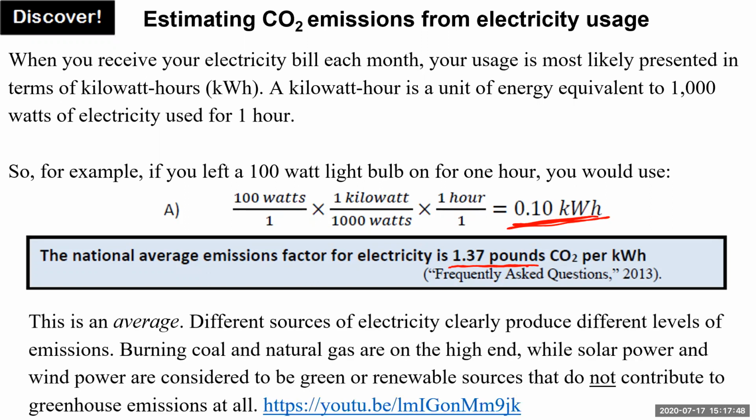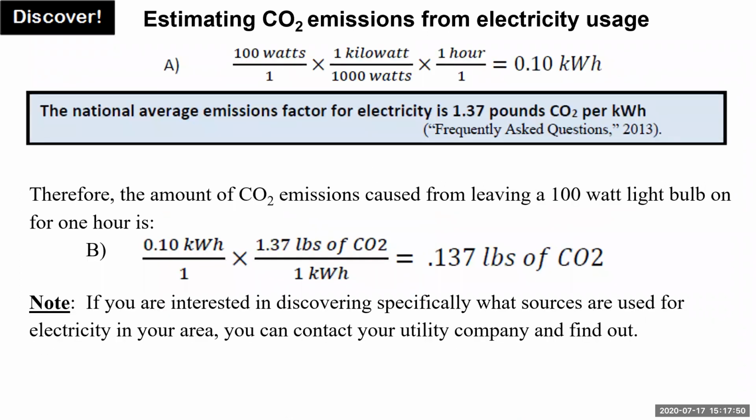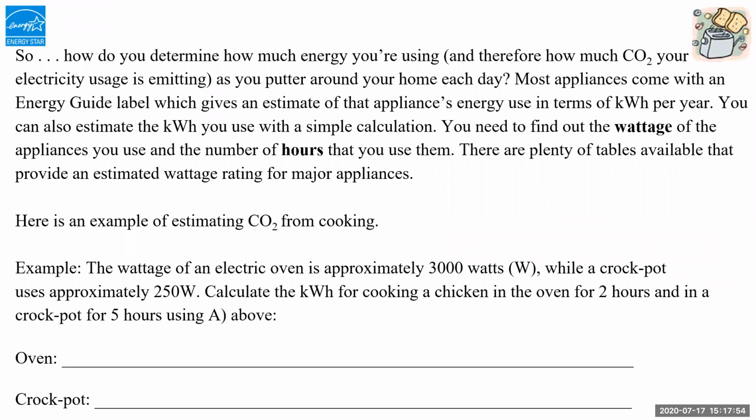Kilowatt hour. Okay, nice. Now right here, we want to look at 2 appliances. Is that okay? So here, the wattage of an electric oven is approximately 3,000, and that of a crock pot is 250 watts. Now we want to find the kilowatt hour for cooking a chicken in the oven for 2 hours and in a crock pot for 5 hours.